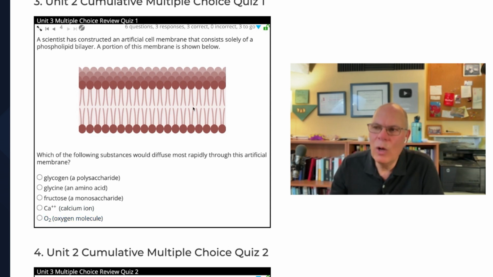What do we got here? Which of these molecules could make it through this phospholipid bilayer? Let's see an answer into the chat. And I'm seeing E, oxygen. Do we have any other answers coming in? Okay, well, let's do this. I'm going to choose something that I know is wrong. I'm going to say glycine, an amino acid, and let's see what happens.